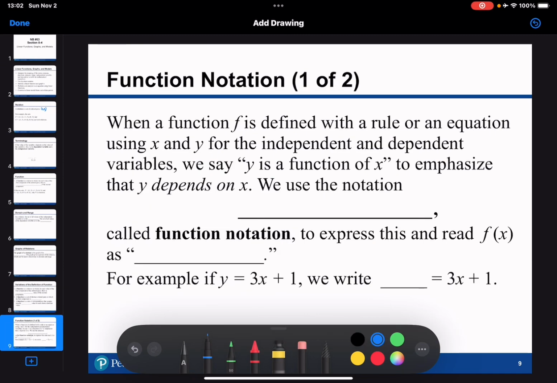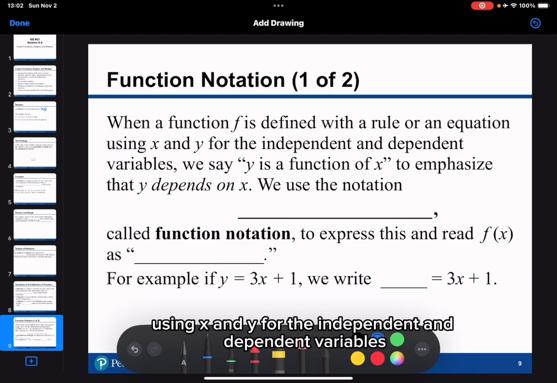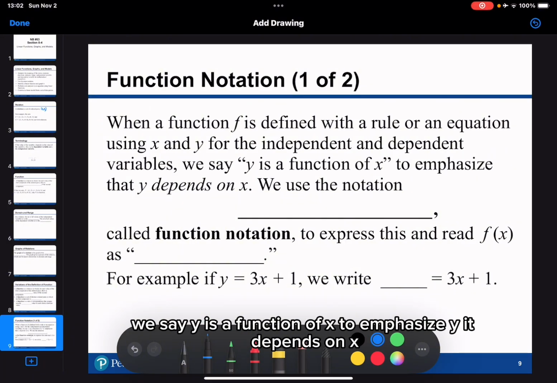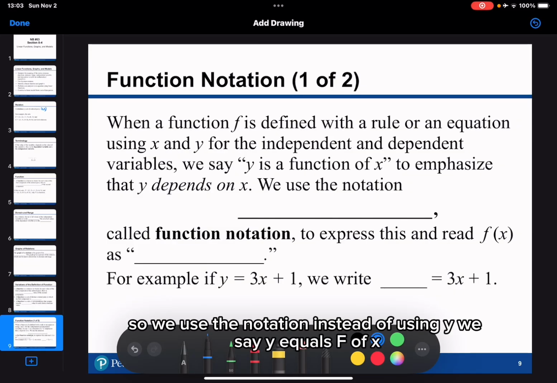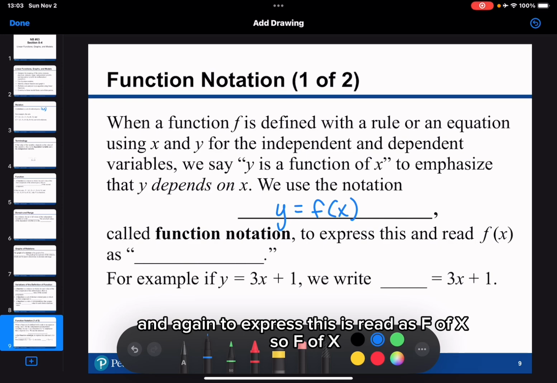Function notation. When a function f is defined with a rule or an equation using x and y for the independent and dependent variables, we say y is a function of x, to emphasize that y depends on x. So we use a notation. Instead of using y, we say y equals f of x. And it's called function notation. And again, this is read as f of x.